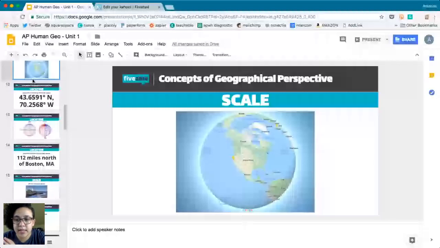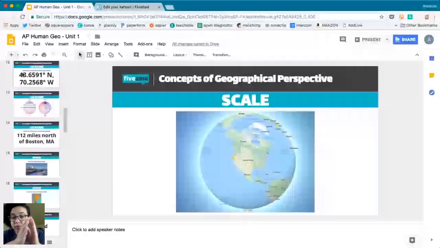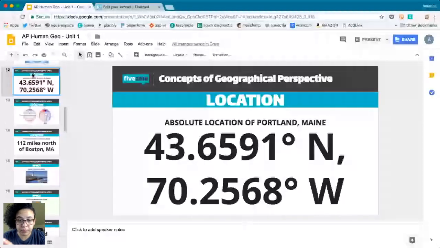So another piece that is really important is location. In terms of location, you can know two types of location. You can know the absolute location. That would literally be latitude and longitude. I'm going to talk a little bit about latitude and longitude in a second. But absolute location is exactly where you are on the map, right? It's giving me the precise location.